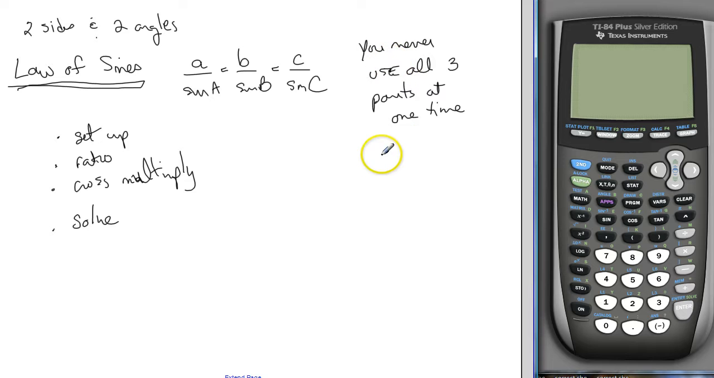Now, if you have different letters, it doesn't matter. I could do d over sine D equals e over sine E. It doesn't matter what letter you use. DEF is another popular one. But it doesn't matter what we use. We're just going to set them up. So let's try a problem.